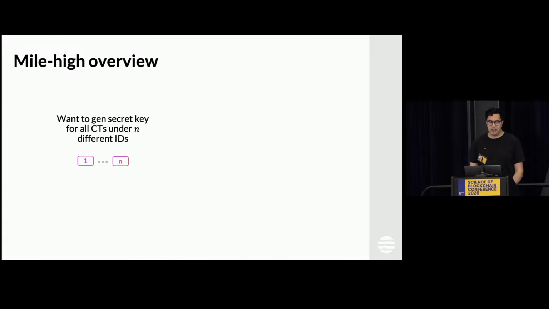Specifically, we're going to study a particular type of efficiency problem related to IBE. Let's say that we have a large set of IDs, n different IDs. What we want is to generate a single secret key that can decrypt ciphertexts under any of these given IDs. So how do we do that?